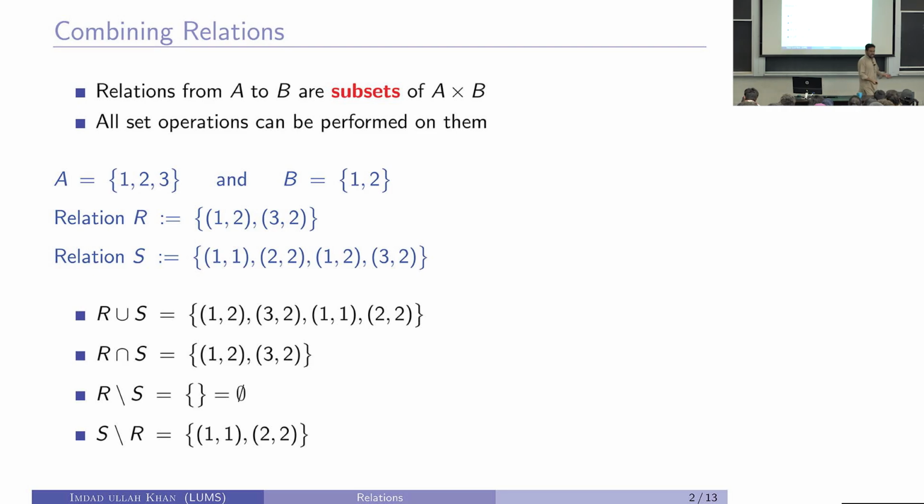What is R intersection S? Those ordered pairs that appear in both R and S. In this case, R intersection S will be {(1,2), (3,2)}. And R minus S: there is no ordered pair in R that is not in S, so by definition it will be the empty set. What is S minus R? Not necessarily the same as R minus S. In this case, it's {(1,1), (2,2)}. Is this clear? You can do all set operations on relations.